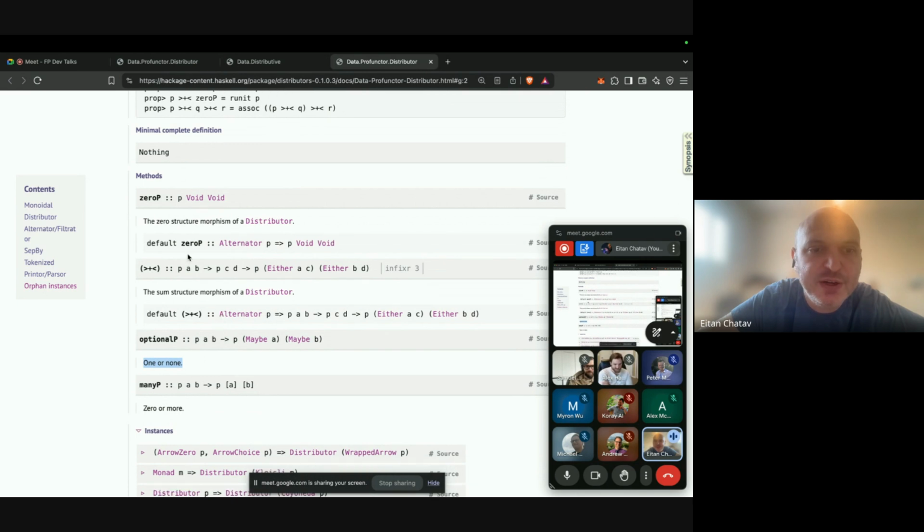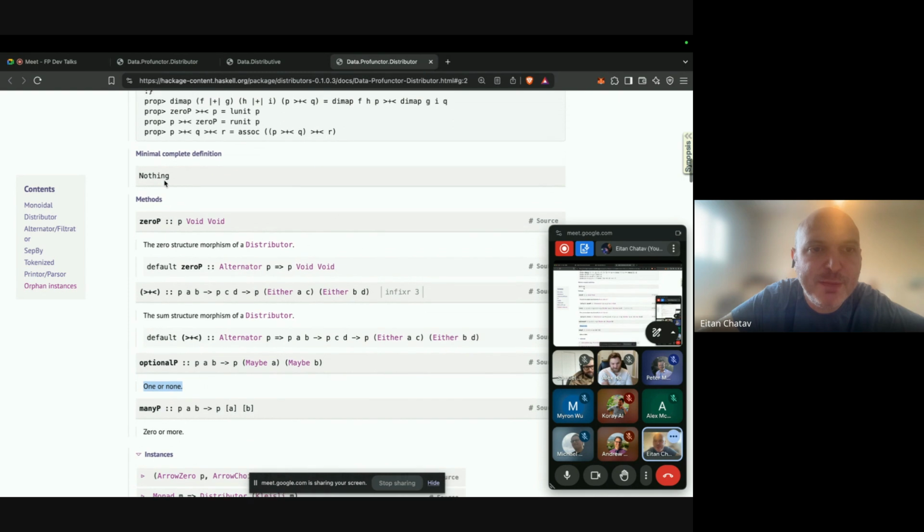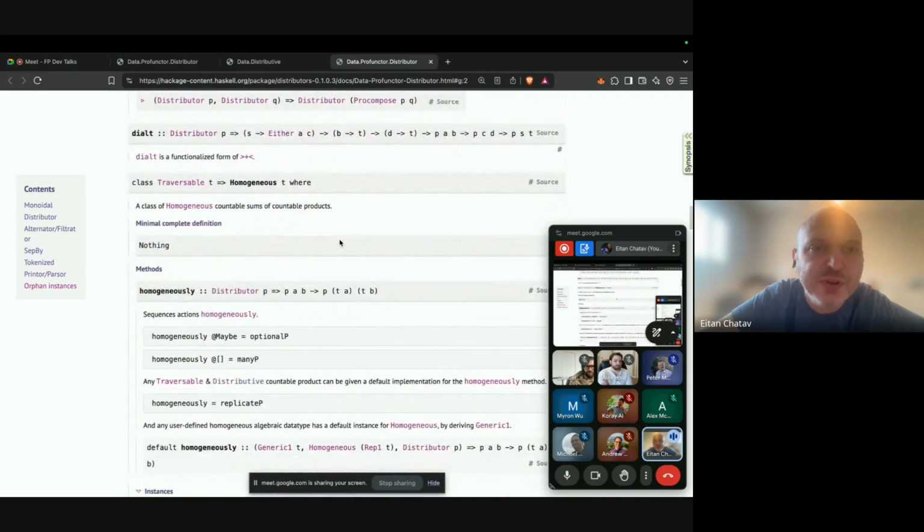The other thing to say here is that the minimal complete definition is nothing because we're going to see that we have a default for zeroP and for plus if our p is an alternator, and we'll say in a second what that is, but for now just ignore that. We have this function dialt, which is a lot like our dimap2 for monoidal, except now it's the forward direction that is split up into two functions, and the backwards direction, that's a single function.